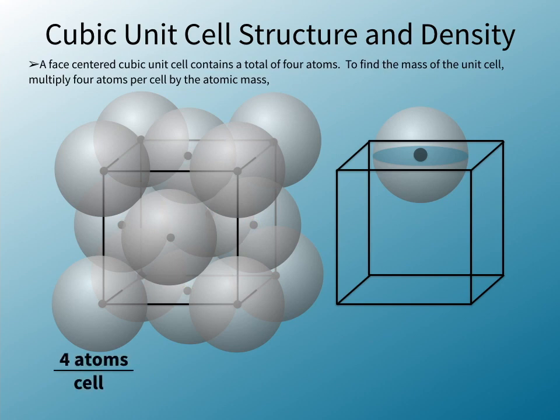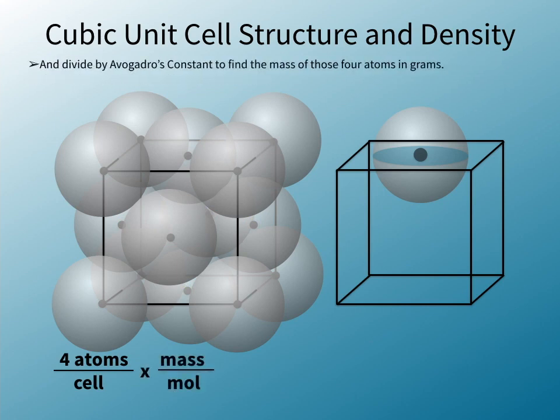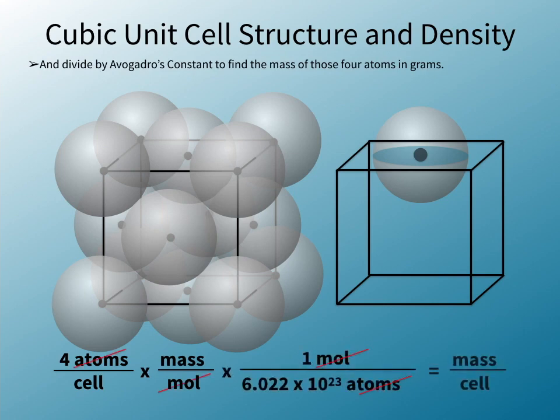To find the mass of the unit cell, multiply 4 atoms per cell by the atomic mass, and divide by Avogadro's constant to find the mass of those 4 atoms in grams.